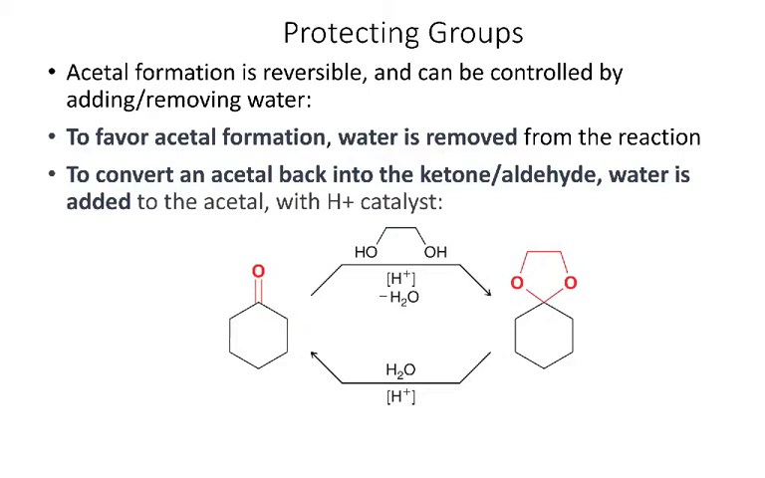And so we can control whether the ketone, or in this case the cyclic acetal, is favored by controlling the amount of water. So if I take water away from the reaction, I can favor the acetal. If I add water to the system, then I can go back to favoring the ketone. And so let's see how that applies to protecting groups with the next example.